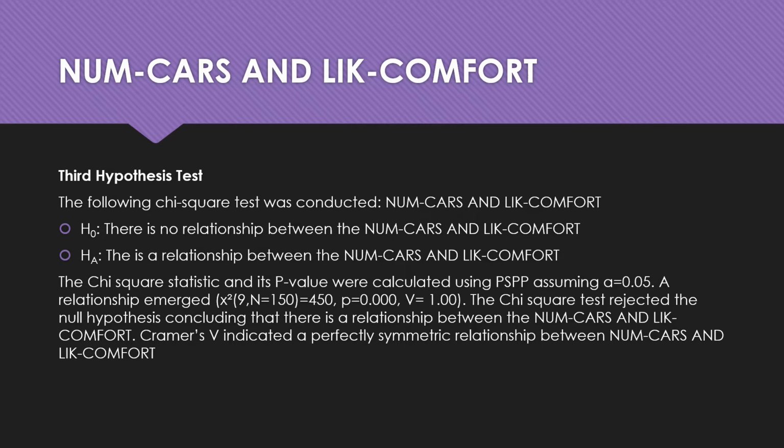The chi-square test rejected the null hypothesis, concluding there is a relationship between the number of cars and like and comfort. Cramer's V indicated a perfectly symmetrical relationship between number of cars and like and comfort.